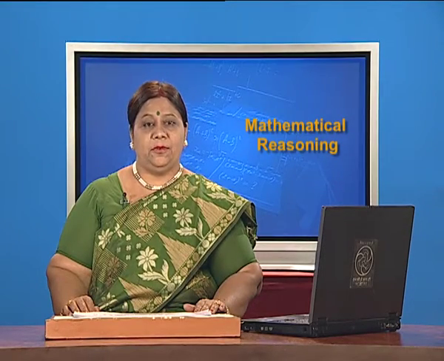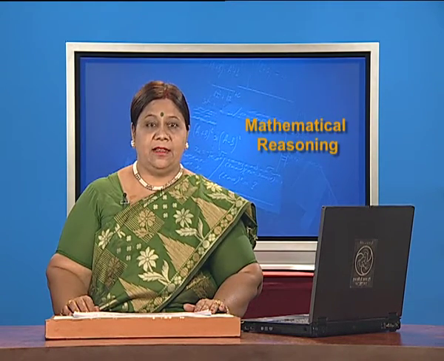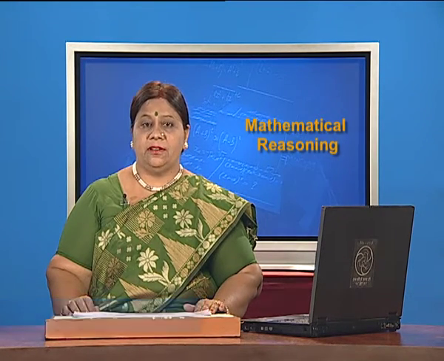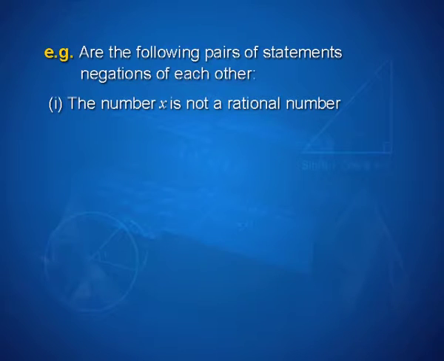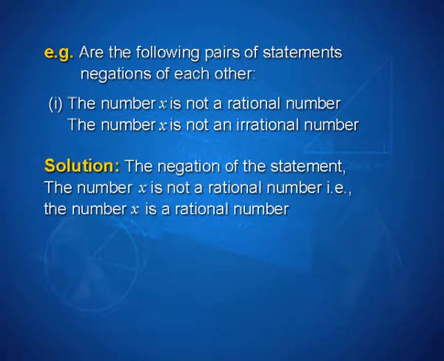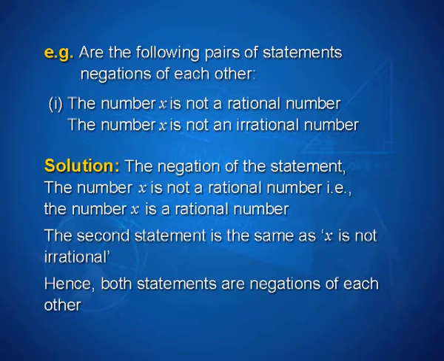Hello students, in the previous session we studied about negation of statements. Let's revise that. Look at this example. Are the following pairs of statements negations of each other? First, the number x is not a rational number. The number x is not an irrational number. The negation of the statement "the number x is not a rational number", that is, the number x is a rational number. The second statement is the same as x is not irrational. Hence, both statements are negations of each other.